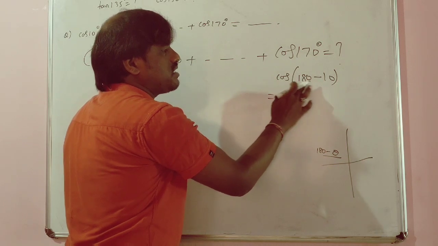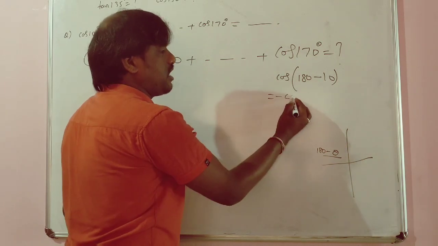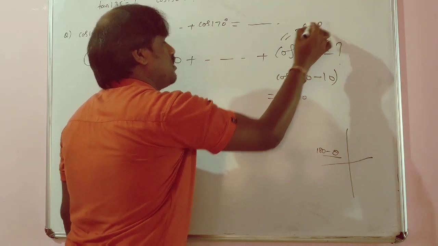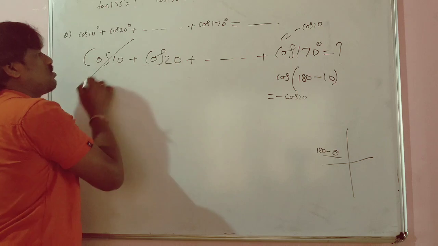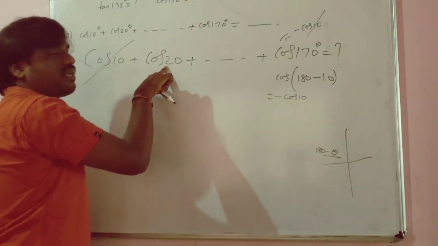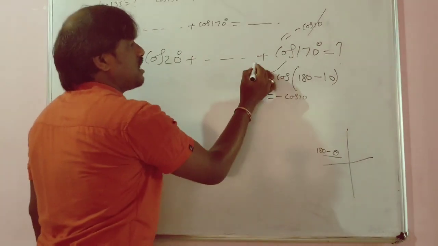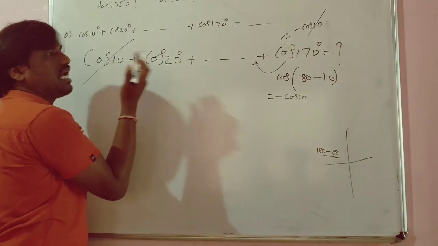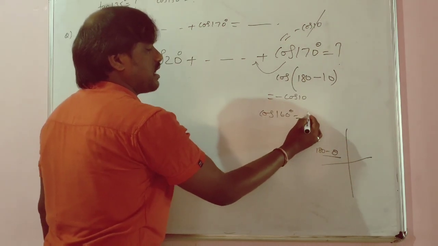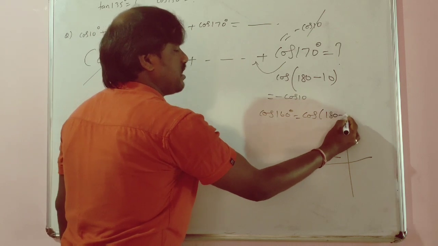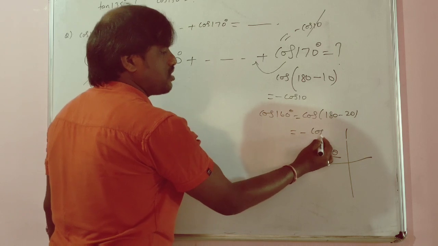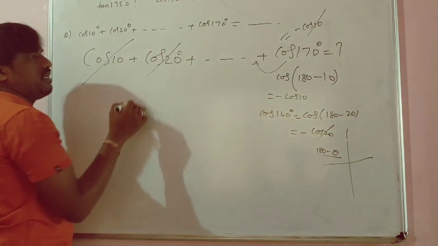180 is an even multiple of 90, so cos will not change. So I will get minus cos 10 degrees. So this is plus cos 10, and minus cos 10 plus cos 10 cancel, giving 0. Next, cos 20 degrees. The back angle will be, with a gap of 10, cos 160 degrees. Cos 160 can be written as cos 180 minus 20 degrees. Again this is the second quadrant, so cos is negative, minus cos 20 degrees. So this will be cancelled.